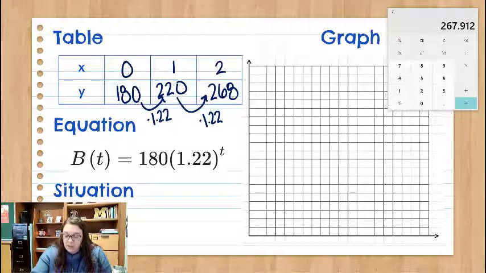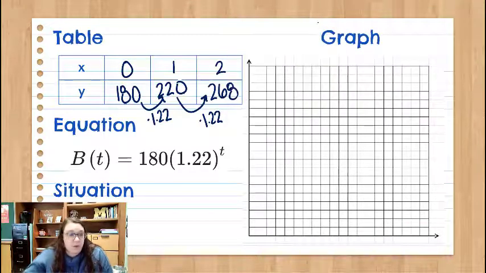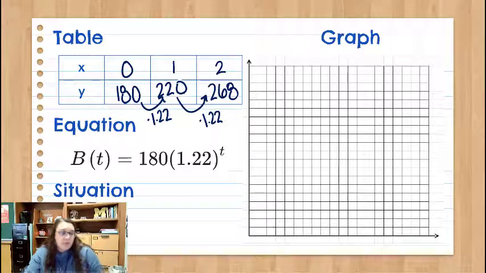All right, so we're good with our table, we're good with our equation. Let's make our graph at this point. Move this calculator out of the way. We have to get to a height of, with our graph, at least like 270 or so.